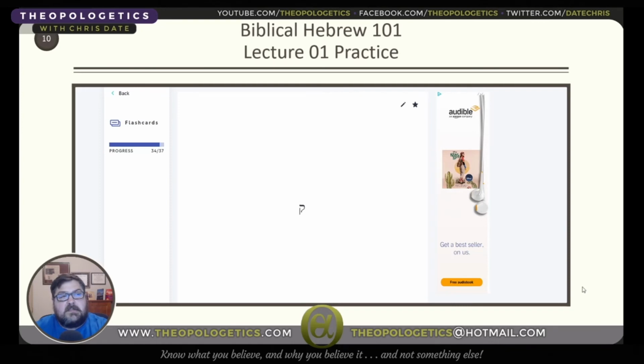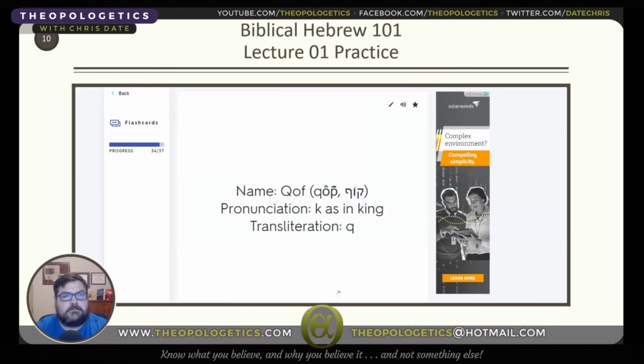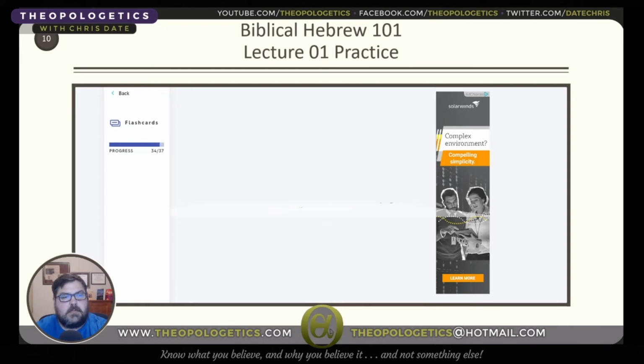This is the letter Qof. It makes the sound of the letter K in king, but it's transliterated using the English letter Q, and this is in no special category. Next up.